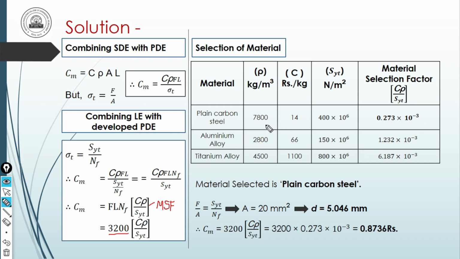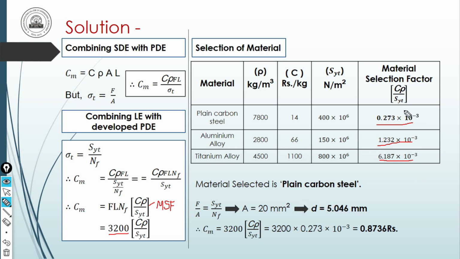Now these are the known values, that is rho, C and SYT. So we just write down this C rho by SYT value in a column against each material and we will calculate it. Now when we substitute all these values in this formula, Cm is equal to 3200 into C rho by SYT, we get these values. For plain carbon steel, we are getting 0.273 into 10 raised to minus 3. Then for aluminum alloy, we are getting 1.232 into 10 raised to minus 3. And for titanium alloy, we are getting 6.187 into 10 raised to minus 3.